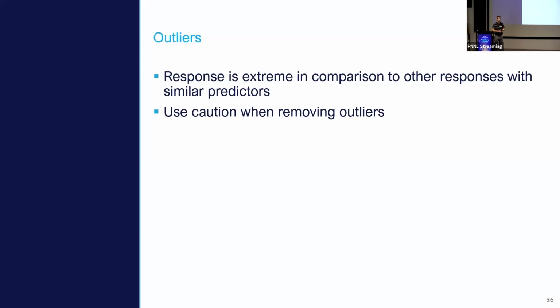Like if we know that the experiment was completely botched when it came to running that sample, and then we see this as an outlier, that makes a lot of sense. We should probably remove it from our samples.